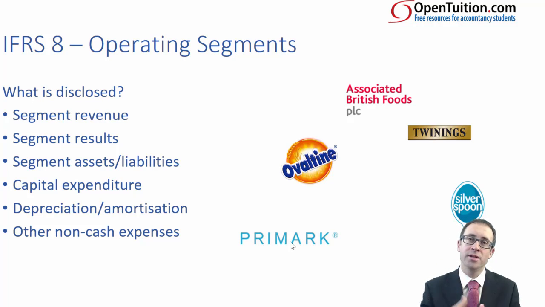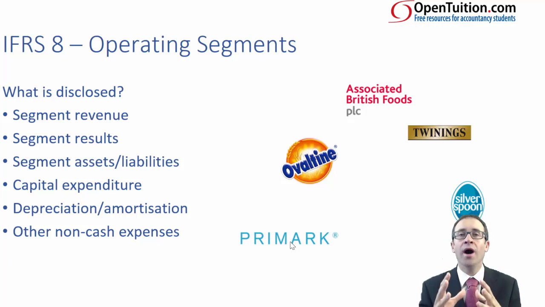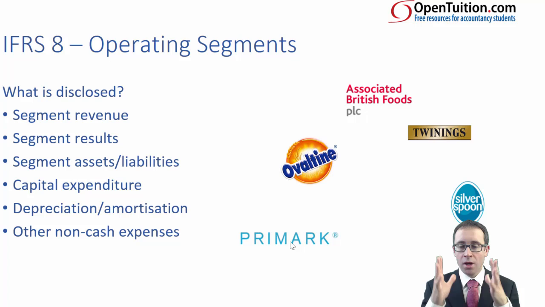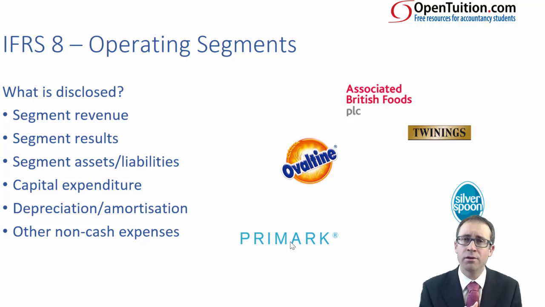Revenues increase, profits increase, but you wouldn't know why. And you could investigate why through the operating segment disclosure note. You would be able to see Primark as a separate operating segment that is disclosed, and you will see that it makes up massive amounts of the revenue, massive amounts of the profit, and is why AB Foods is doing so well. It was a great idea to invest and gain control of Primark.